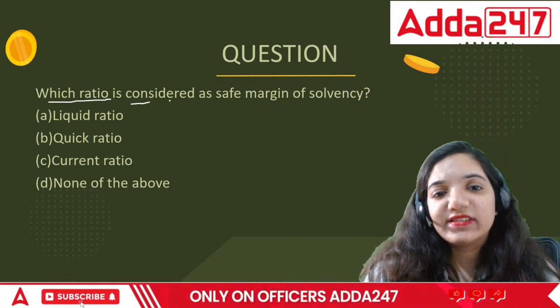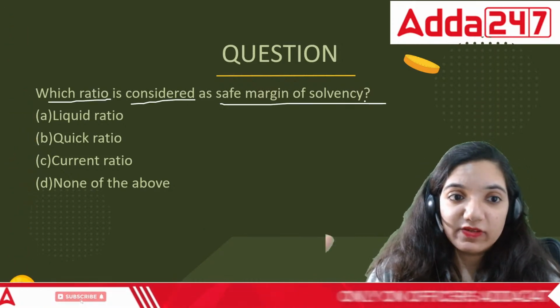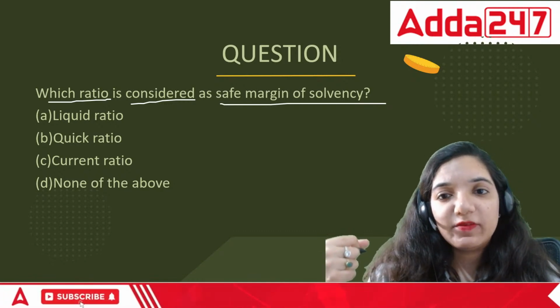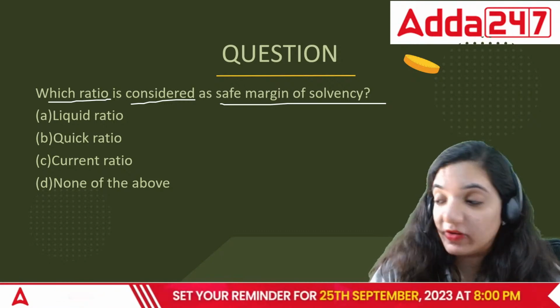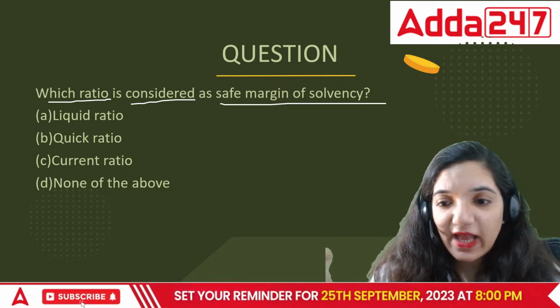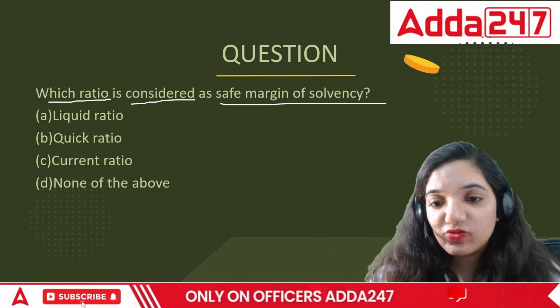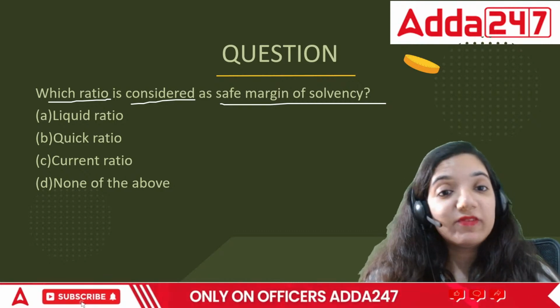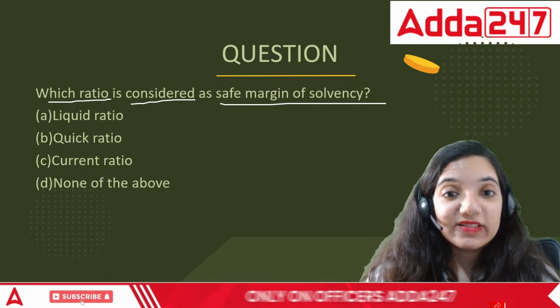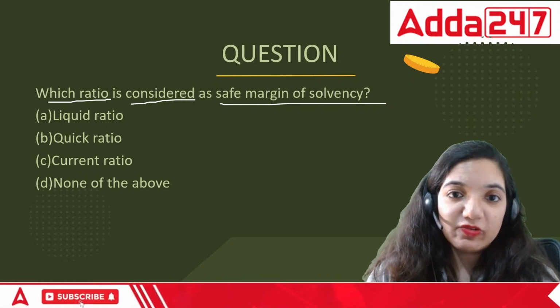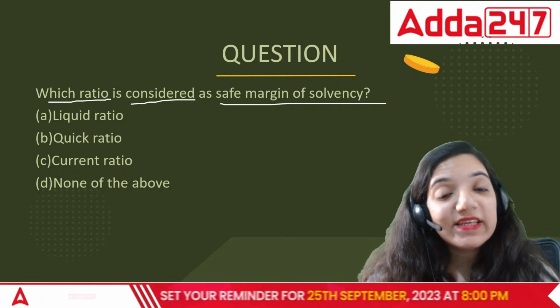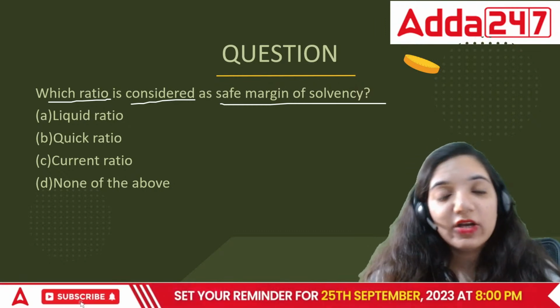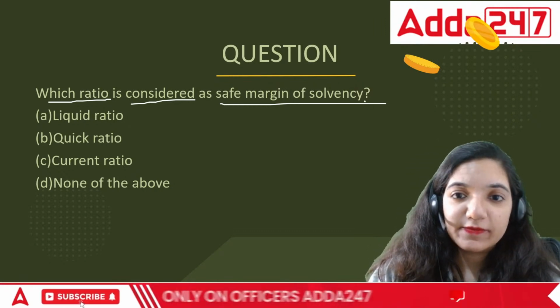Which ratio is considered as safe margin of solvency? What do you mean by safe margin? If someone asks me, ma'am, kindly pay me this much amount of money right away, do I have something in my pocket? If I don't have something in my pocket, then what's the fun? So I need to make sure that I have that much amount of money in my pocket. So which ratio is considered to be safe margin? Safe margin would be liquid ratio, quick ratio, or current ratio.